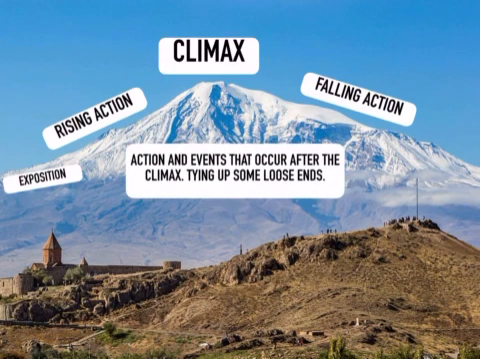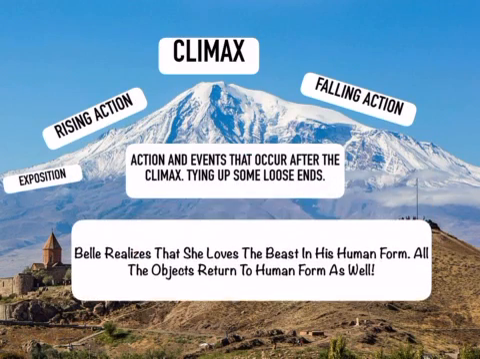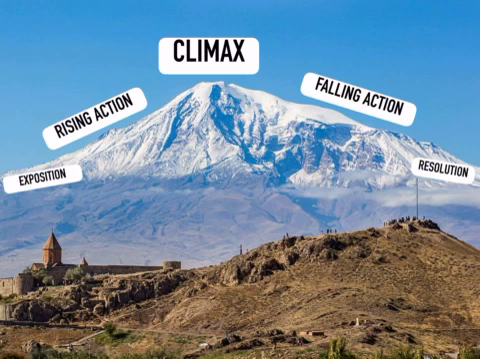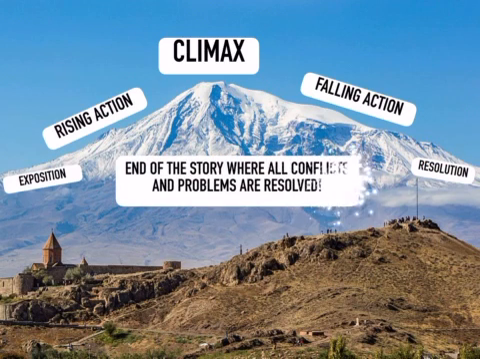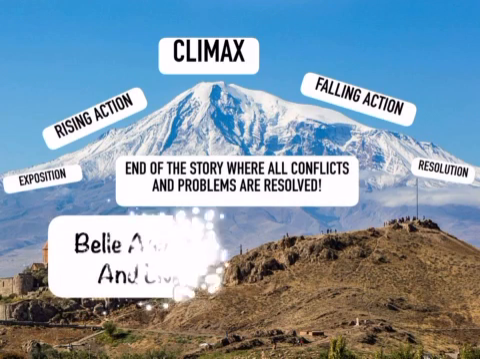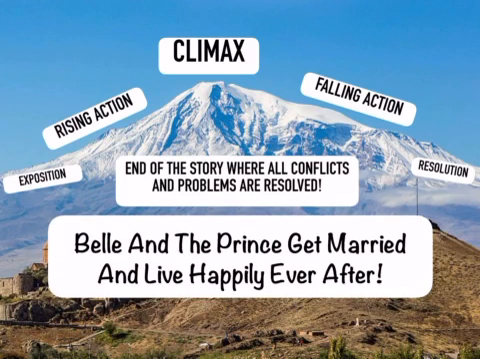This is the events that occur after the climax. Here, we begin to tie up some loose ends. So, Belle realizes that she loves the beast in his human form, and all the objects, like Chip, return to their human form as well. And then, we finally conclude at the base of the mountain with the resolution. The resolution is the end of the story where all the conflicts and problems are resolved. So, in Disney form, Belle and the prince get married and live happily ever after.